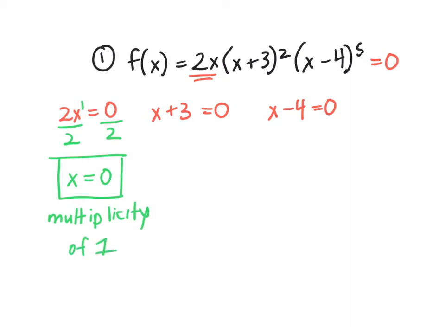For my second one, we have x plus 3 equals 0, so I'm going to go ahead and subtract 3 from both sides. When we do that, we get x equals negative 3, and that's going to be my zero. And if I look back at the top, we have a 2 as our exponent, which means my factor shows up twice, so it's going to have a multiplicity of 2.